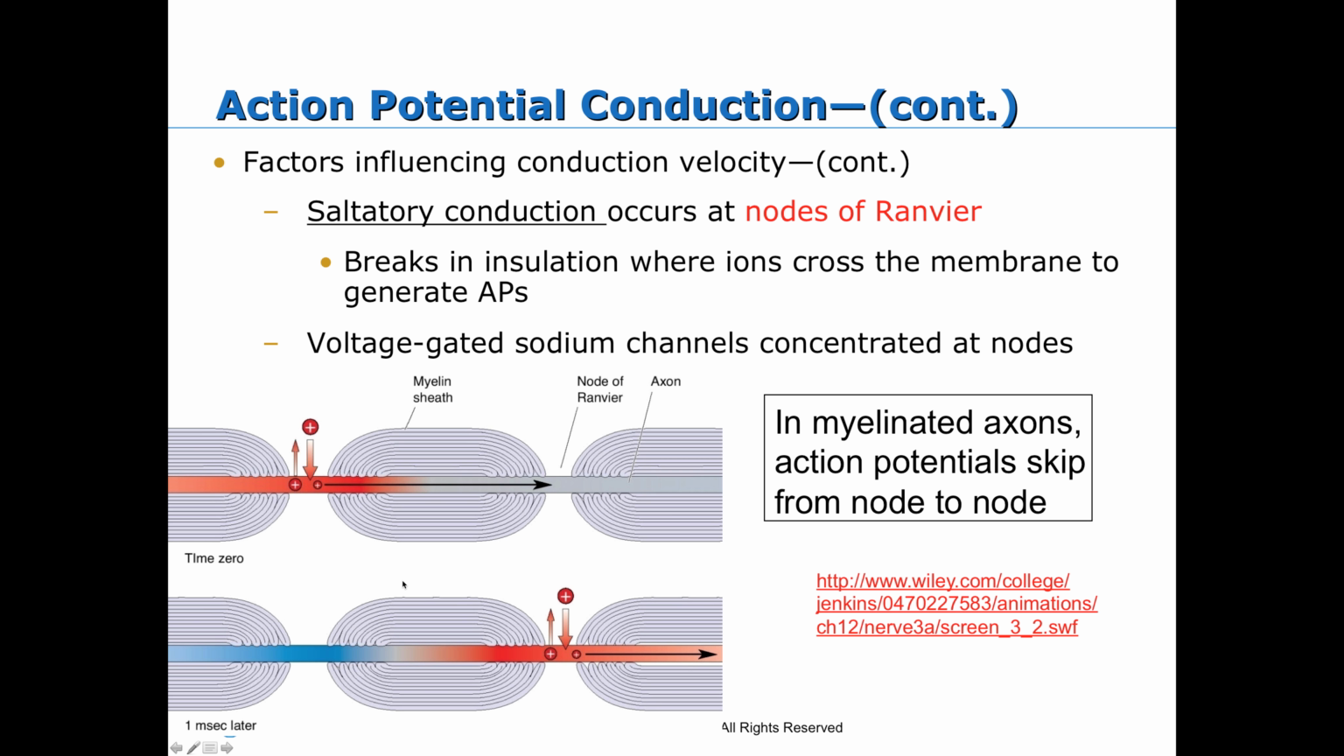So this is a process known as saltatory conduction, which occurs at nodes of Ranvier. And nodes of Ranvier are unmyelinated sections of axons that contain a large amount of voltage-gated sodium channels. This is what essentially allows the action potential to be reborn or regenerated along all the stretches of the axon. That's why at any given moment, your action potential is the same exact strength no matter where you are along the axon. So in myelinated axons, action potentials skip from node to node, hence the term saltatory conduction.